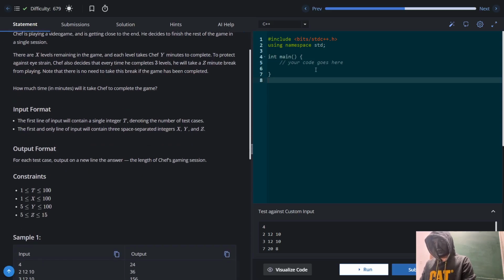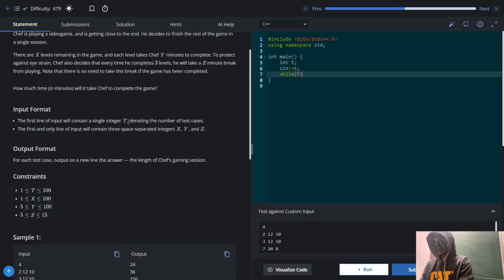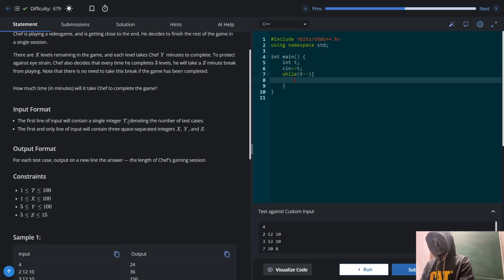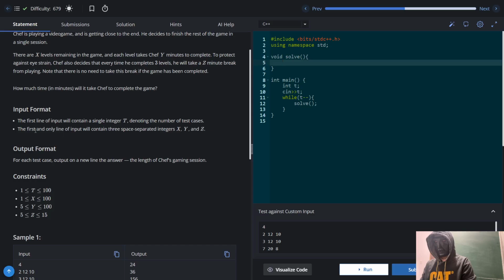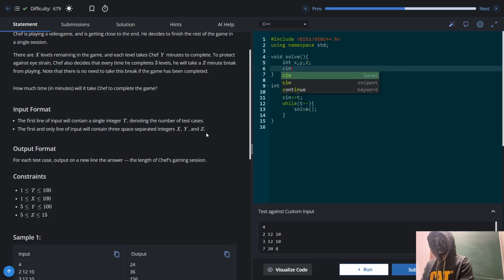It's easy, don't worry, I'll be explaining on the board. The first line of input will contain a single integer t, denoting the number of test cases. For every test case we'll call a function solve. Its return type is integer, it has no parameter. The first and only line of input will contain 3 space separated integers x, y, z.